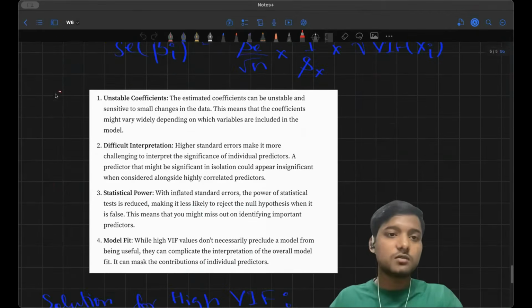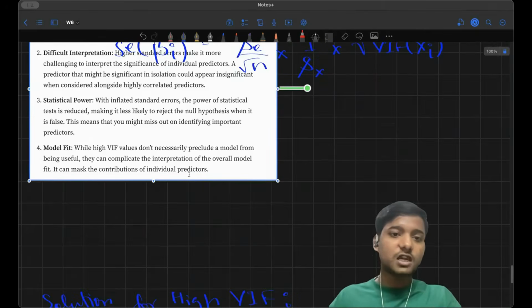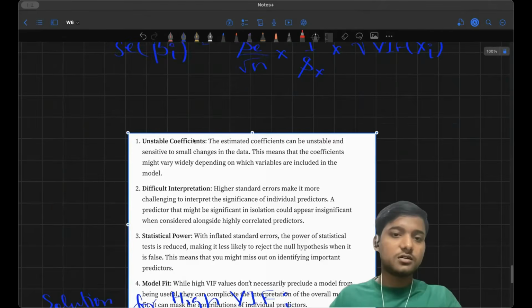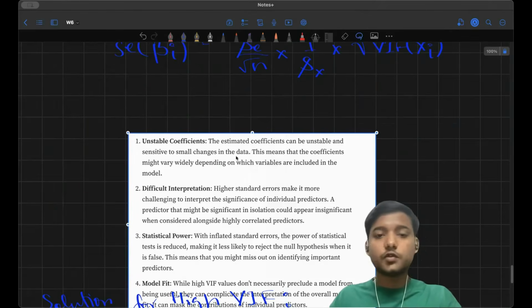So I have listed down some reasons why high VIF would be very problematic. If we have this kind of model where the VIF is very high, the coefficients would be unstable, and the estimated coefficients can be unstable and sensitive to small change in data. This means that coefficients might vary widely depending on which variables are included in the model.